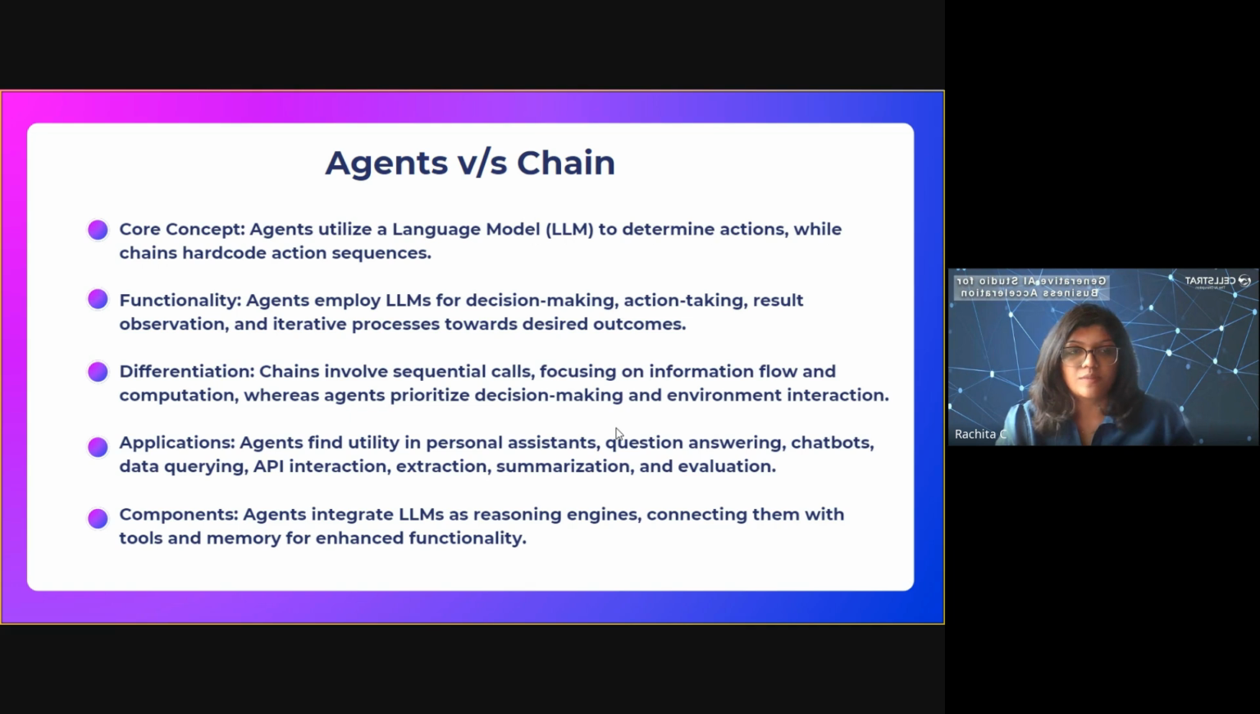Coming to the core concept, an agent utilizes the LLM in order to determine actions, while a chain is hard coded to do a sequence of actions. In terms of functionality, the agent uses LLMs to make decisions, take actions, and observe results. All this iterative process is done in order to get good and desired outcomes.